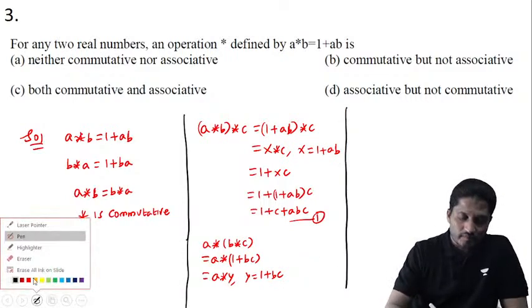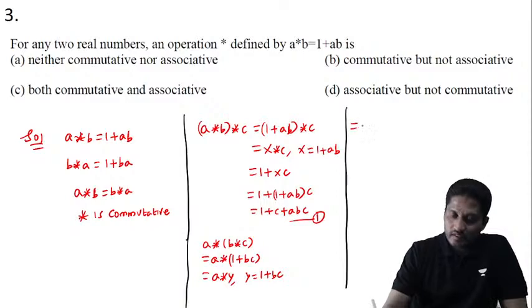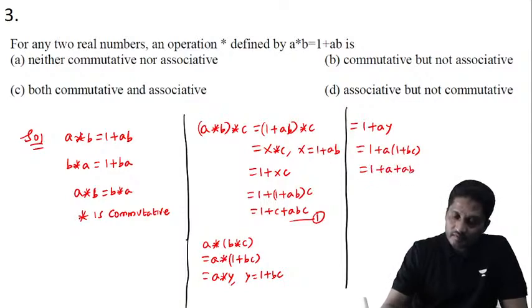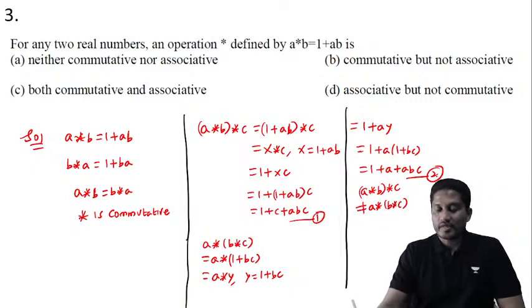Okay, now this is 1 plus a star y is equal to 1 plus a y, right? Now this is equal to 1 plus a into y will be equal to 1 plus bc, which is equal to 1 plus a plus abc. You call it equation 2. Both are different. Therefore, I should write a star b star c is not equal to a star b star c. Right, so it is commutative but not associative. Answer is option B.